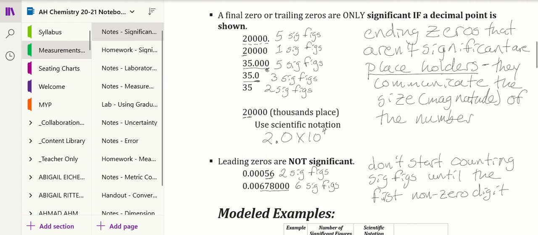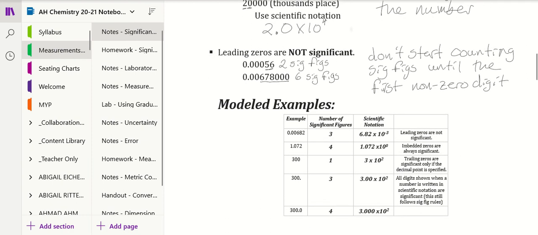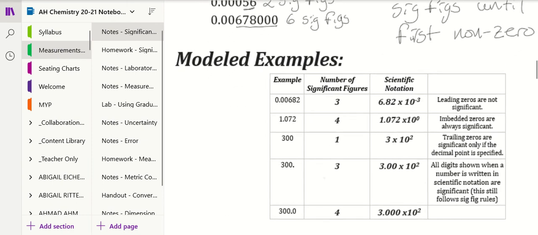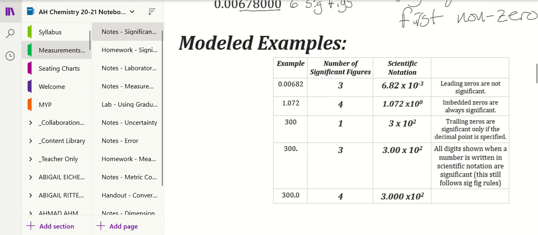Not so bad? Okay, so let's look at some examples. So throughout the notes, you'll see modeled examples. Sometimes the work will already be on the OneNote for you. Sometimes it won't be, and we'll go over it in person and work it out on the screen together, and I'll model how to work it. You guys will have those as worked examples. So if we look at the first example, are these leading zeros significant? No. Are the ending zeros significant? Yes. So it's going to have 3 significant figures.